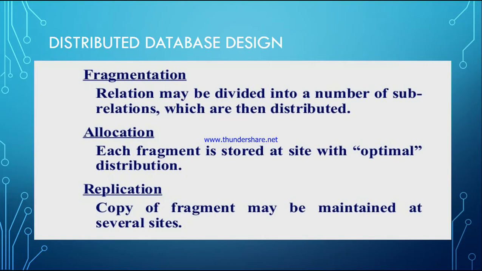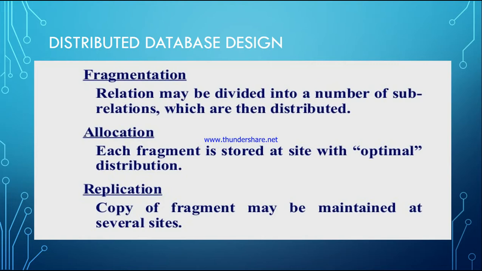Well, we now know all about the DDBMS, distributed processing, and distributed database. We have to know a little more about the design of the distributed database. The designer of a distributed database must take into consideration 3 main parts: fragmentation, allocation, and replication. What is meant by each of them?